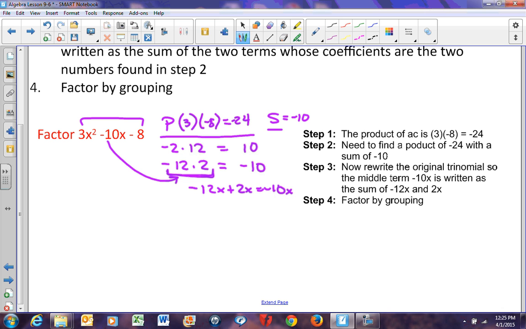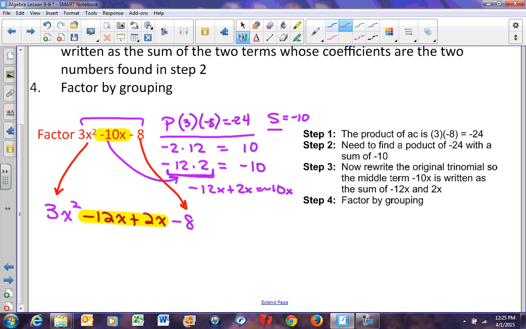Instead of having it as negative 10x, I'm writing it as a sum or a difference of something. So I'm going to rewrite this as 3x squared minus 12x plus 2x minus 8. All I did here, as you can clearly see, is take the middle term negative 10x and rewrite it as negative 12x plus 2x. Everything else stayed the same. The 3x squared here stayed, and the negative 8 here stayed. Now that I have it written like that, I can factor it by grouping.